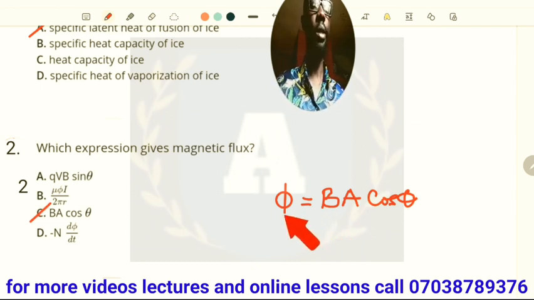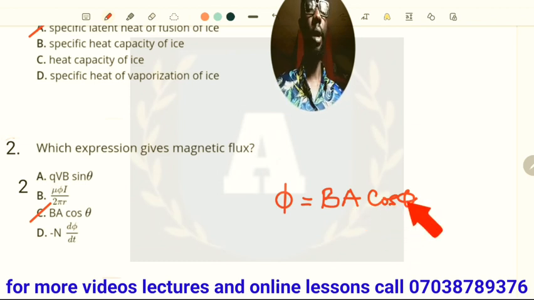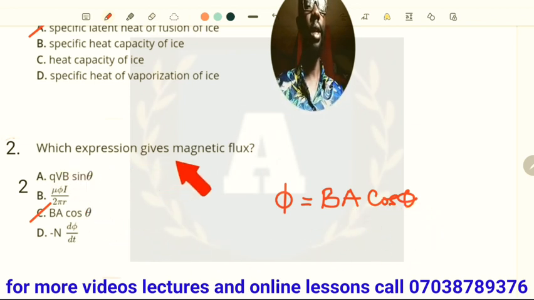Now this is measured in Weber, this is measured in Tesla, and this is area in meters squared. Then we have the angle, cos theta. So the expression that gives the magnetic flux is BA cos theta.